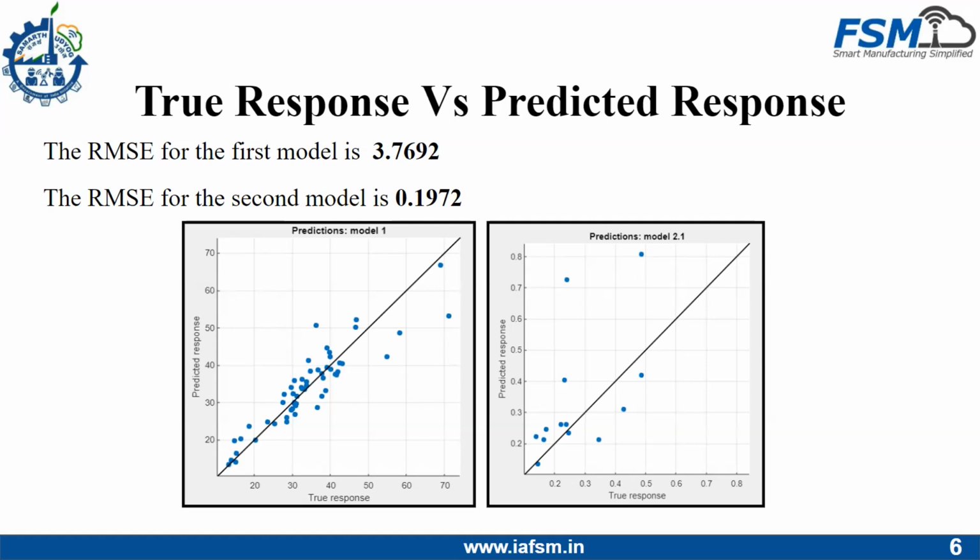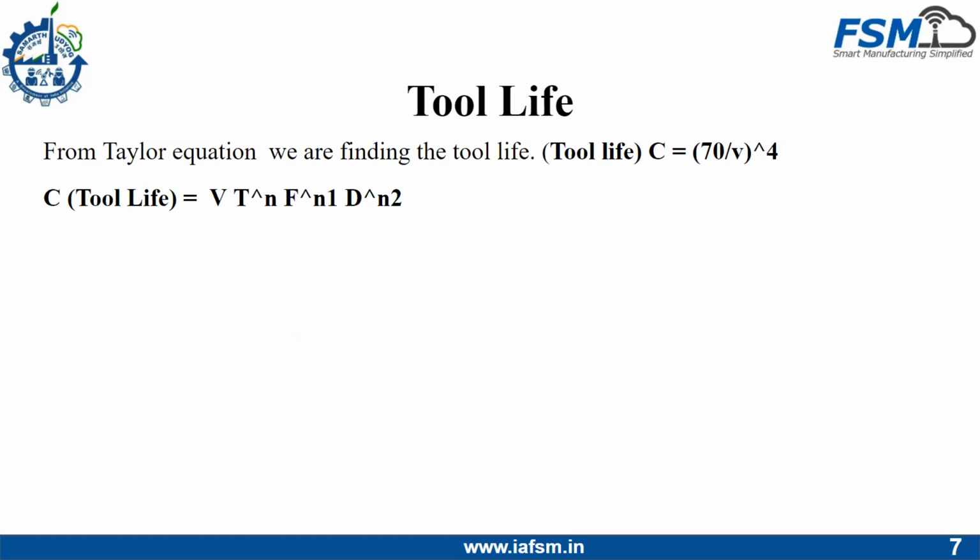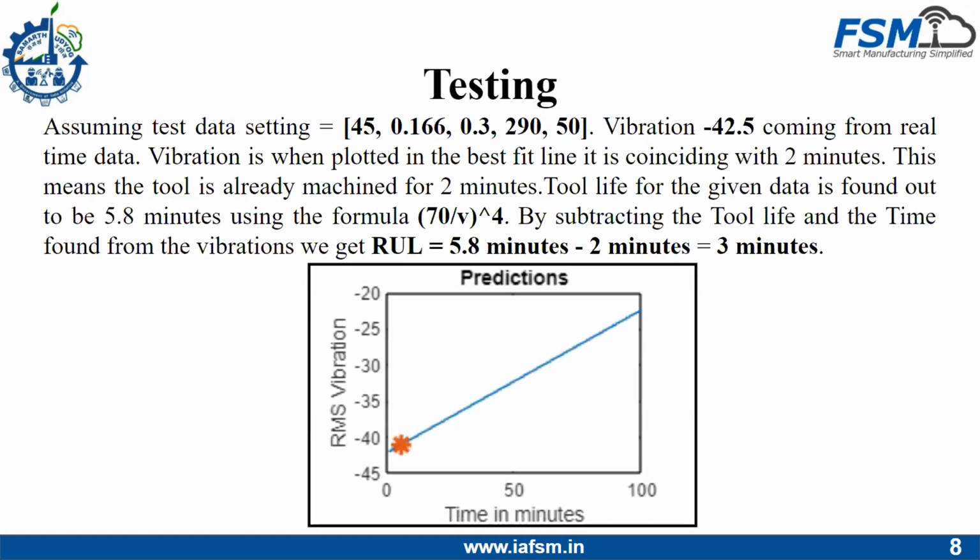So more experiments have to be conducted so that this slope prediction model can be made into an ideal model. This is the tool life formula that I used from the Taylor equation. But the actual tool life equation should be what is written in the second line: V t to the power n, f to the power n1, and d to the power n2. Since the data was not enough and finding the n1 and n2 terms is a little difficult, I simplified it into the first line equation. And then I tested the data once the model was trained.